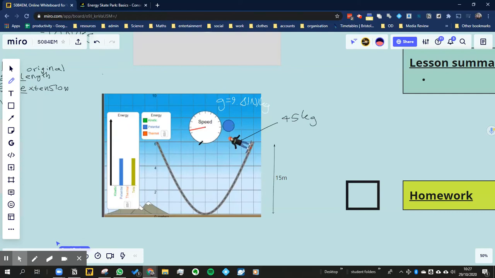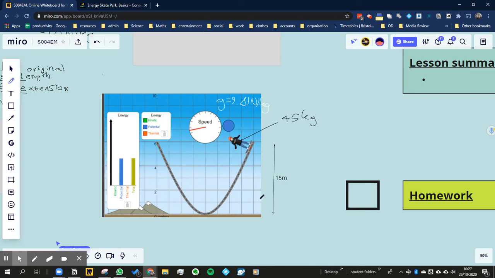So we've got this skater, and he's at the top of a ramp. We're going to say the ramp is 15 meters up, and he's got a mass of 45 kilograms. He's on the planet Earth, so gravitational field strength is 9.81. What we're trying to do is identify what his final speed is going to be as he gets to the bottom there.